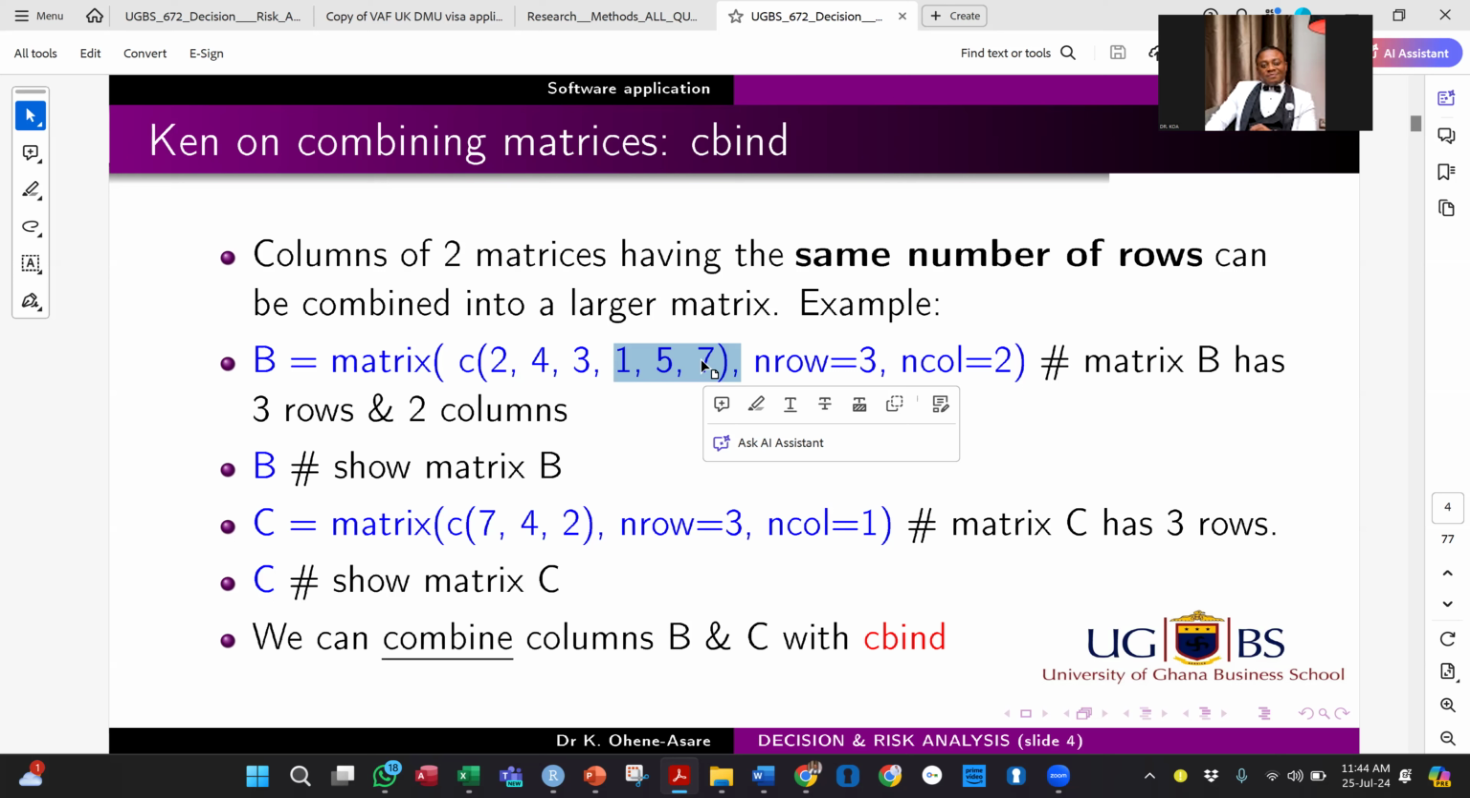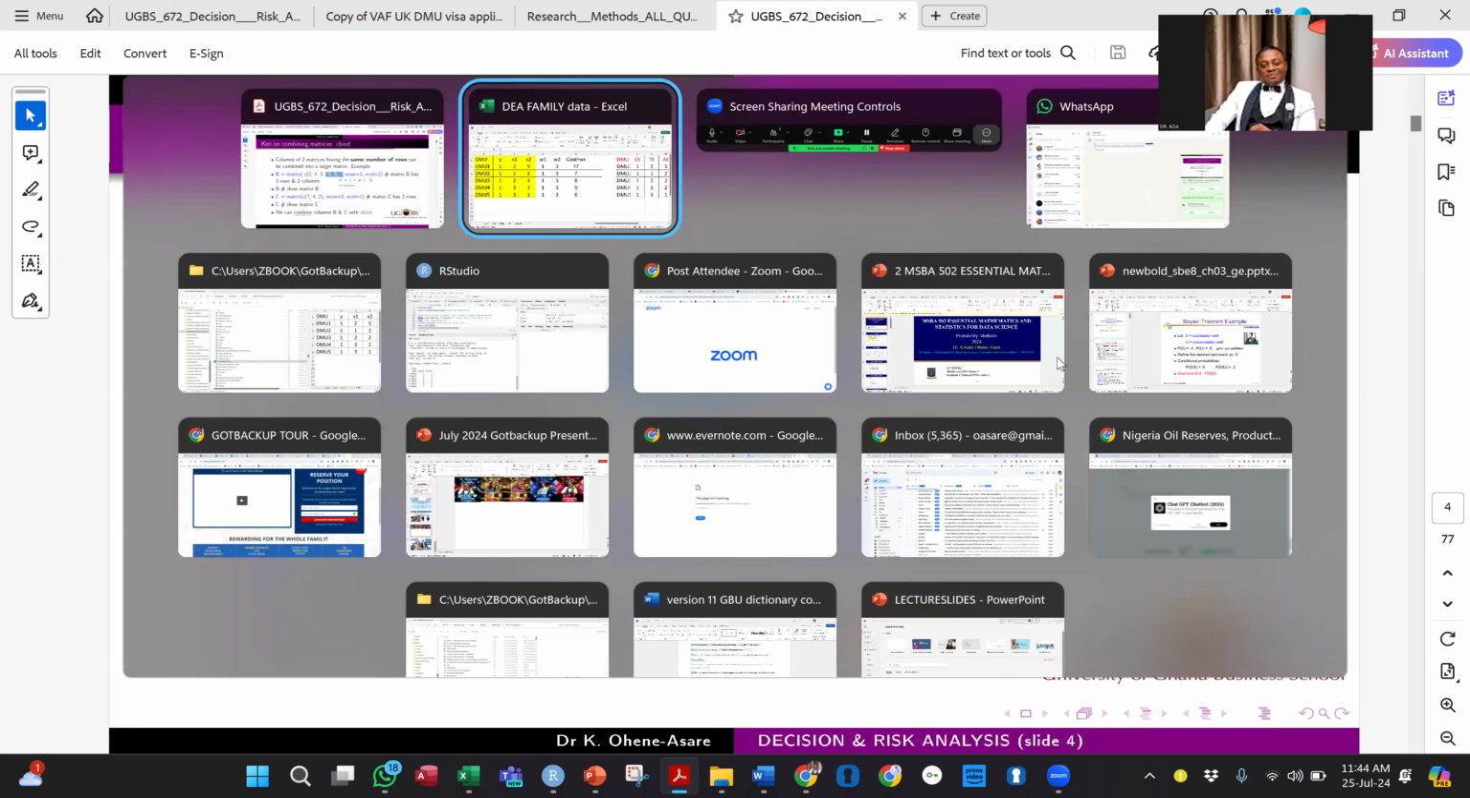And again, you check, because there are 3 rows. You can see that the 2 and the 1 will be 1 row. The 4 and the 5 will be another row. And then the 3 and the 7 will be another row. So when you run this and indicate the commands here, you're going to get something like what we're about to show you.